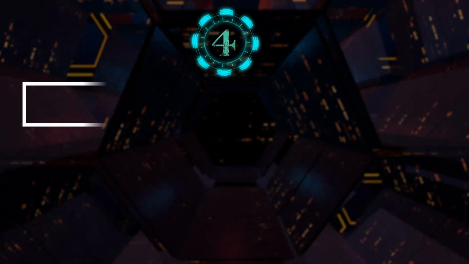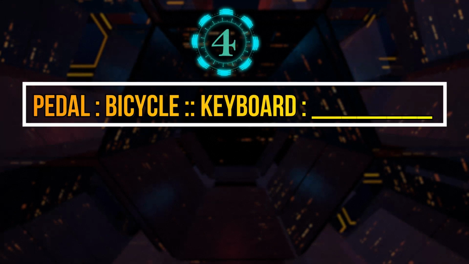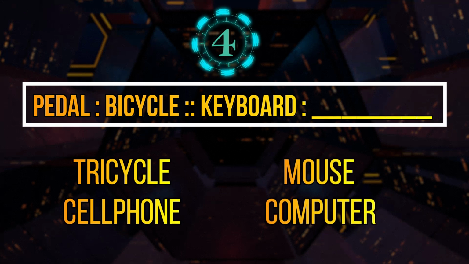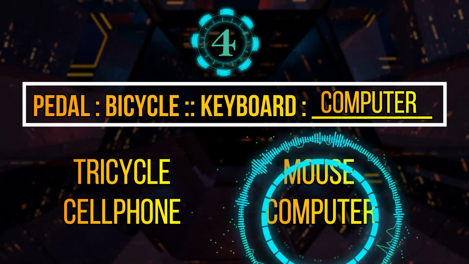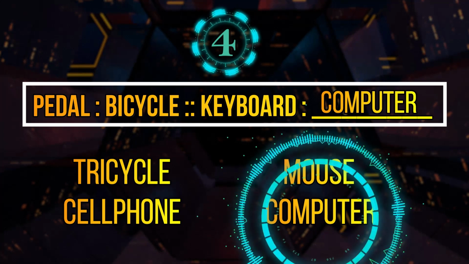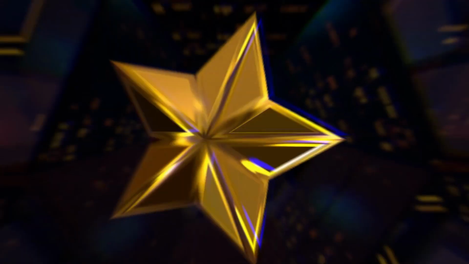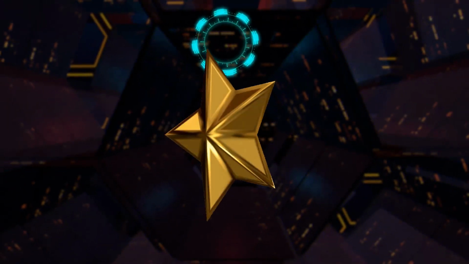Number 4. We have the words pedal, bicycle, keyboard, and blank. Is it tricycle, cell phone, mouse, or computer? And the correct answer is computer. This is an example of part-to-whole analogy. Here's your star for your correct answer.